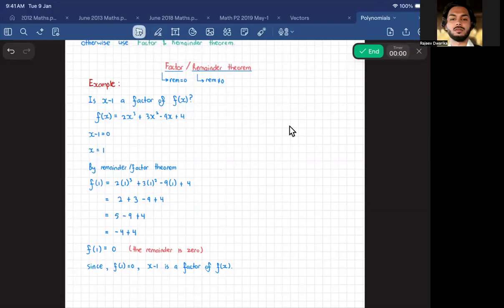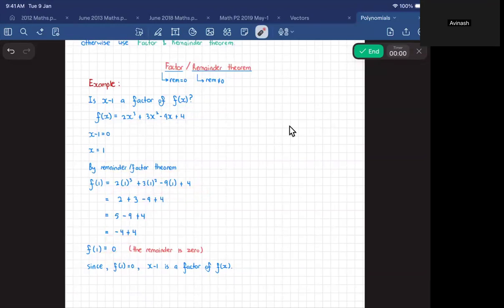All right. So Avinash, we wanted to test if x minus 1 was a factor of f of x. Obviously, we are not going to do long division. What we are going to do instead is to equate it to 0 and solve for x. So x is equal to 1. Using the remainder factor theorem, I'm just going to take x equal to 1 and substitute it into f of x. Anywhere I see x, I'm going to replace it with 1. From there, I'm just going to work this out, and if I get 0, it means that the remainder is 0. If the remainder is 0, it's a factor. Simple.